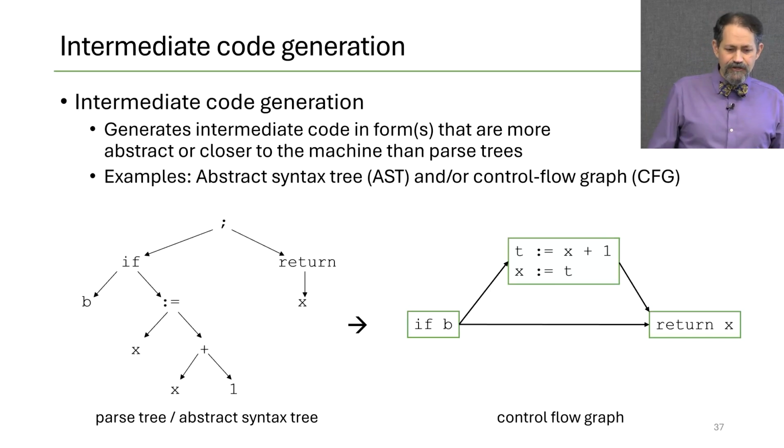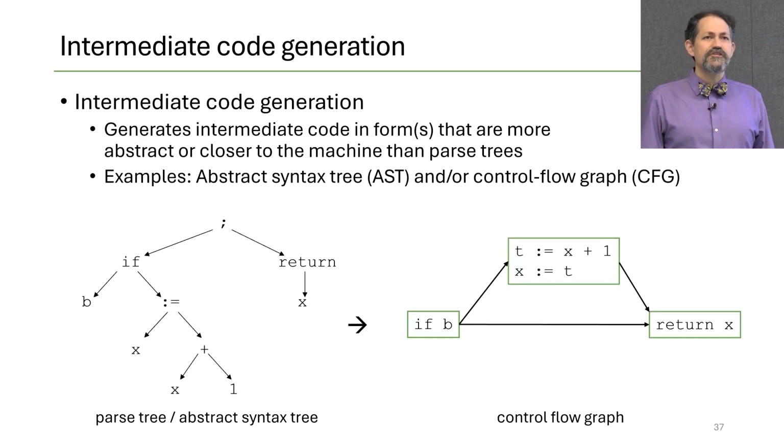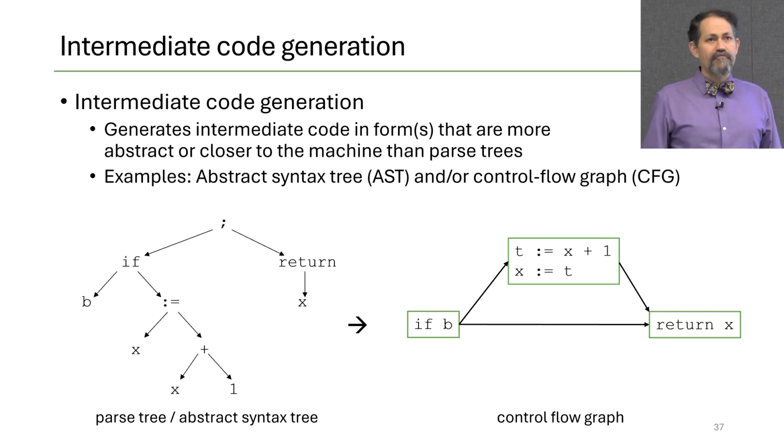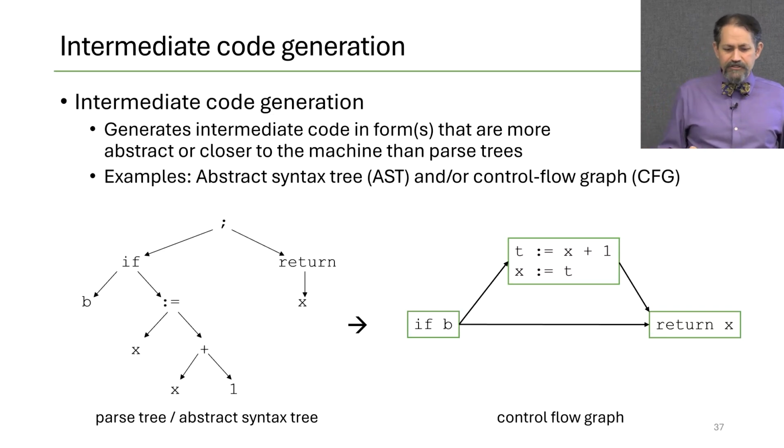The next stage is intermediate code generation. So this generates intermediate code in forms that are more abstract or maybe closer to the machine than parse trees. One example of a transformation that sometimes happens is transforming a parse tree or an abstract syntax tree into a control flow graph, which shows little blocks of code along with the connections between them, right? So an if statement might branch and go either to a block inside the if that does a computation or to the block after the if.